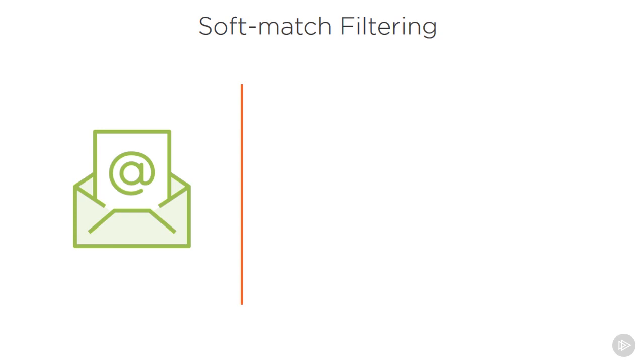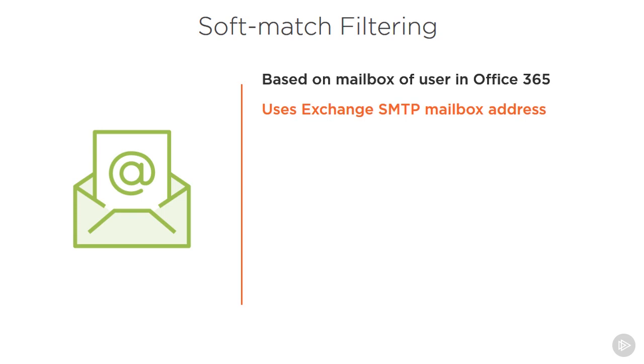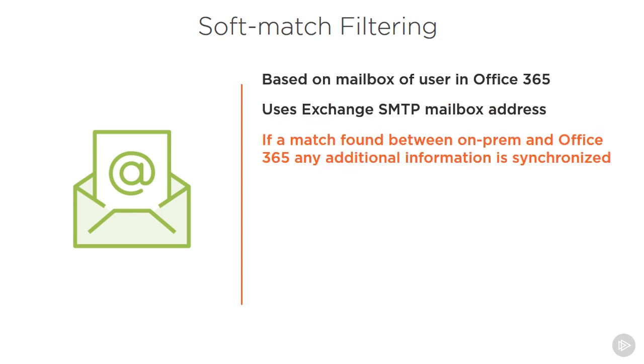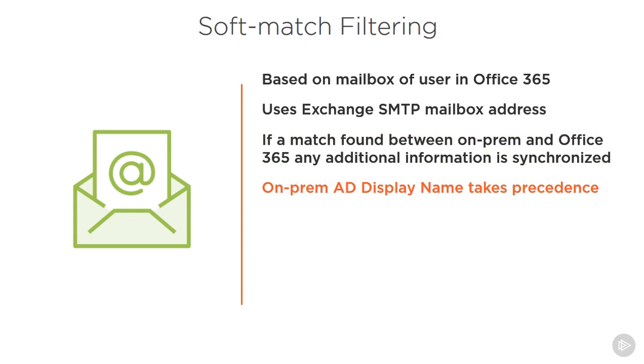And these accounts are going to be considered a match because of the mailbox of the user in Office 365. It's going to use the Exchange SMTP mailbox address to determine if it's a match. And if a match is found between on-prem and Office 365, that additional information synchronization is going to take place between on-prem and Office 365 and Office 365 and on-prem. And then if there is a conflict, if by chance both on-prem and Office 365 have a display name, the on-prem Active Directory display name is going to take precedence over the one in Office 365.